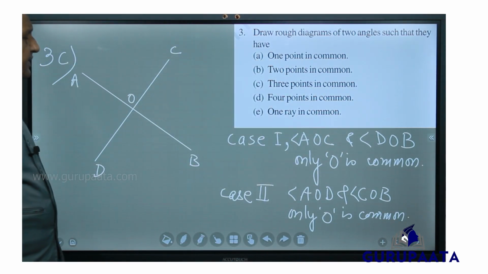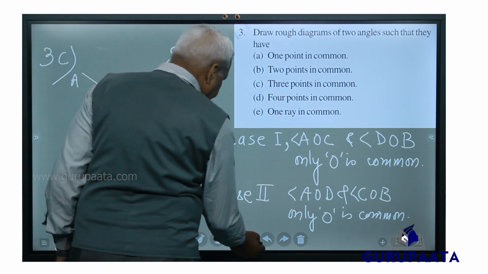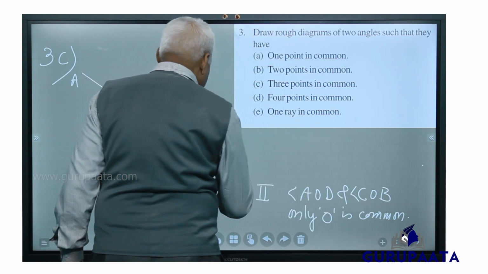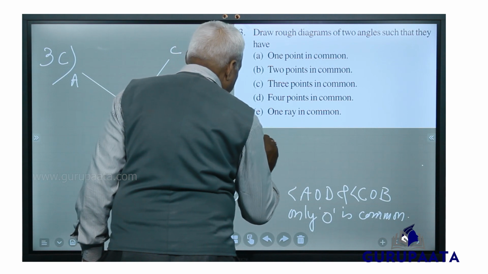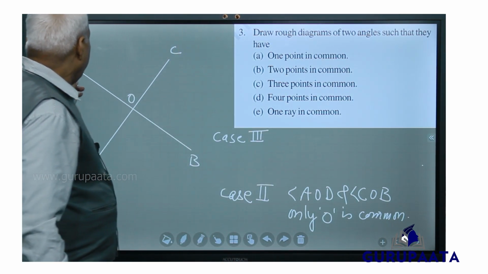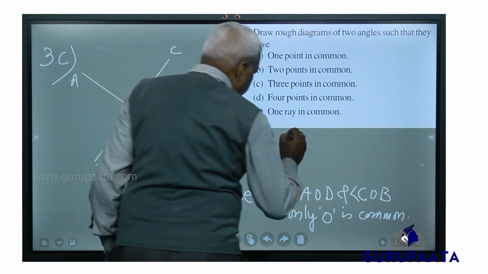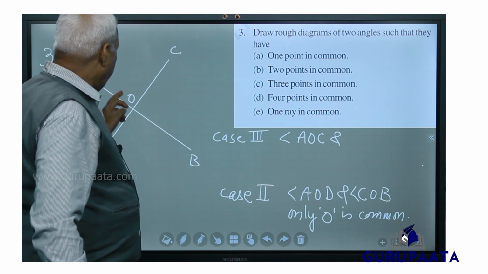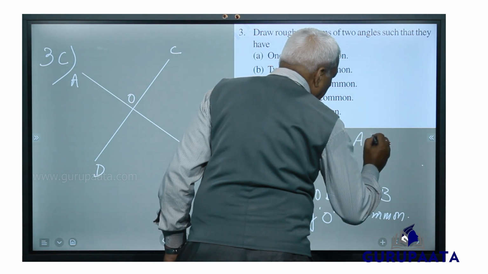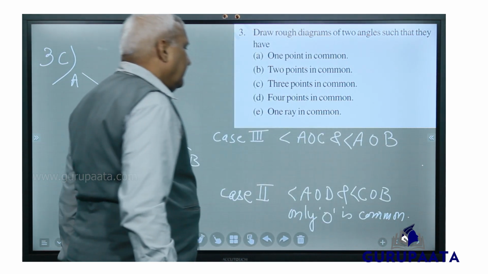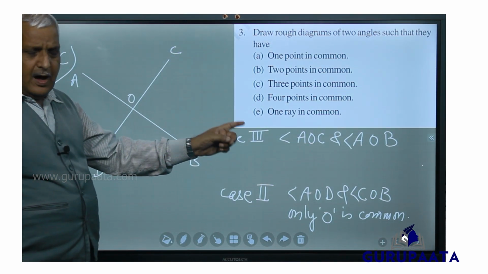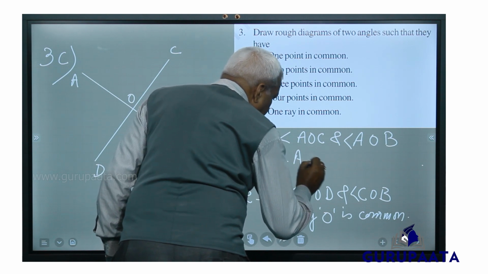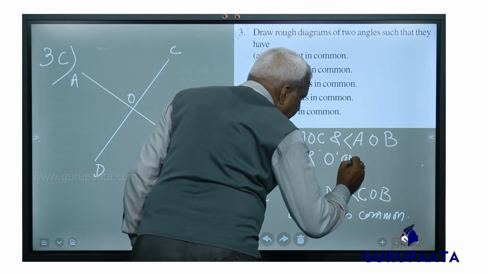Okay. Then we will take a third case. For that one, I will erase the upper portion, that is case number 1, and we will write here case 3. Now we will take angle AOC and angle AOB. Okay. In this case, we see that A and O are common. Here A and O are common.